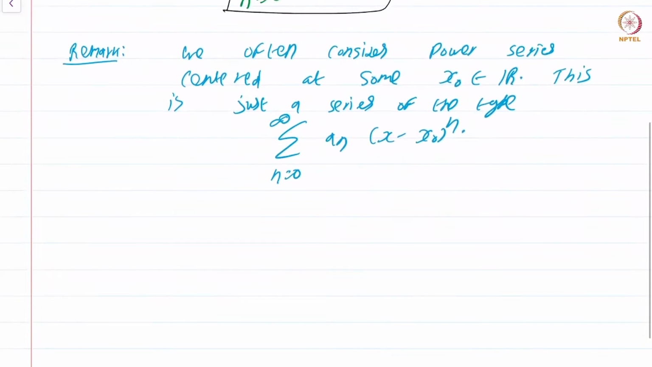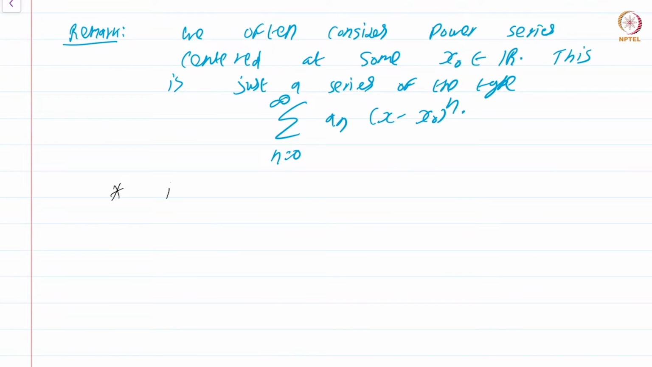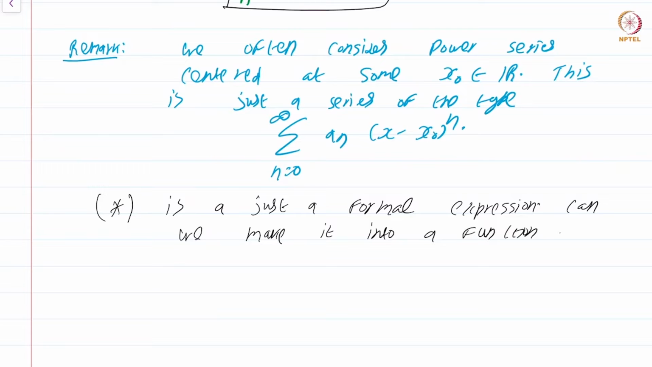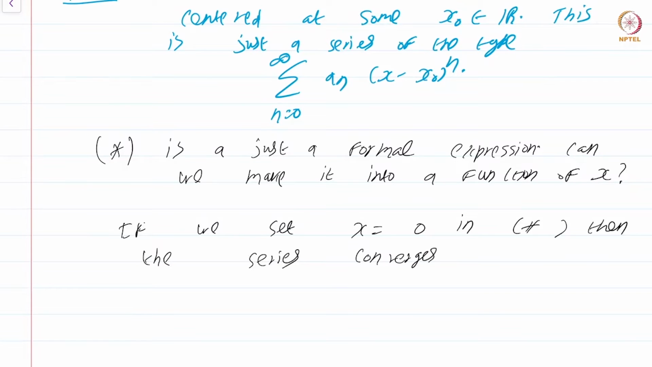Now, the first question you should be asking is, let's call this series star. Star is just a formal expression. Can we make it into a function of x? If we set x equal to 0 in star, then the series converges to a_0.